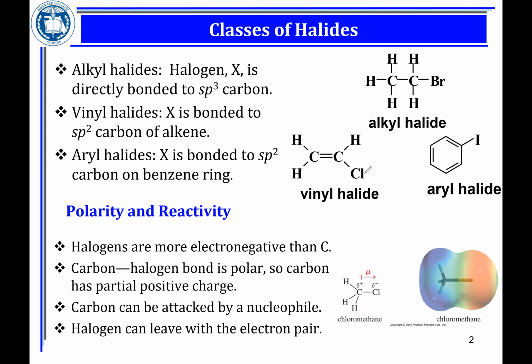The reason for the reactivity of alkyl halides is the polarity of the carbon-halogen bond. Because the halogen is highly electronegative, it's going to pull electrons, and when it pulls electrons, you have a polarized bond. The carbon that carries the halogen is going to be positively charged. When a carbon is positively charged, it's known as a nucleus.